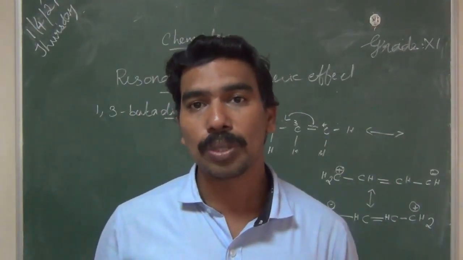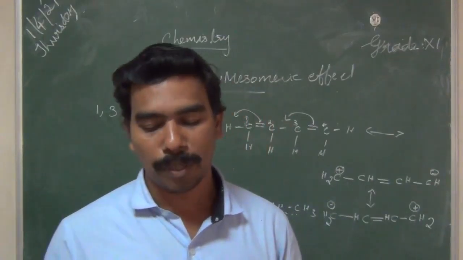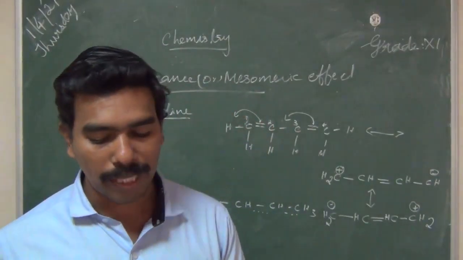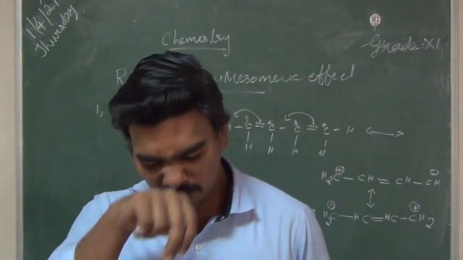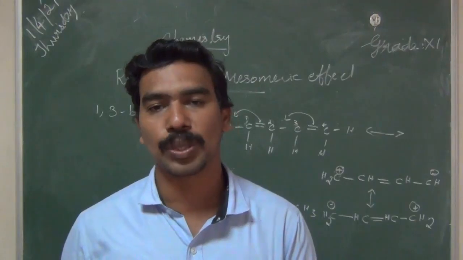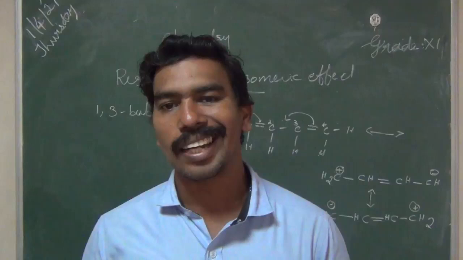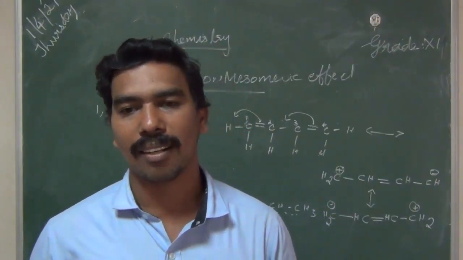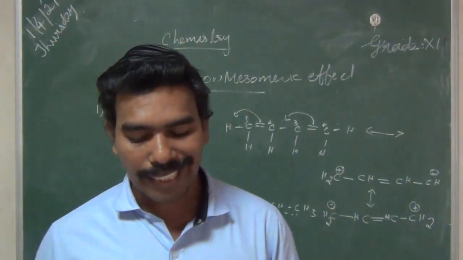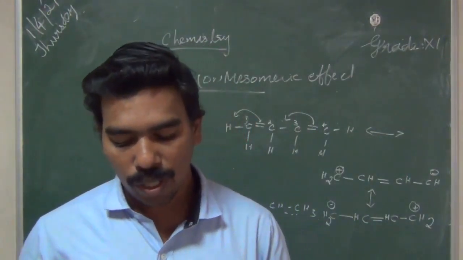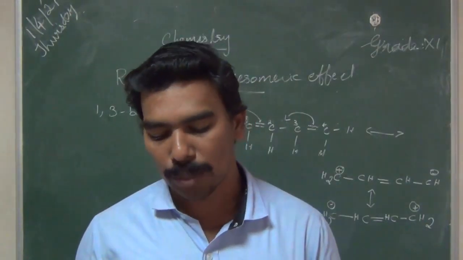It is of two types. One is the positive Mesomeric effect, another one is the negative Mesomeric effect. In the positive Mesomeric effect, the electrons move away from the substituent. That is the one condition. The second condition, the substituent has a tendency to release the electron. Here the examples are OH, thio, then amine group, then oxy group. These are examples of the positive Mesomeric effect.